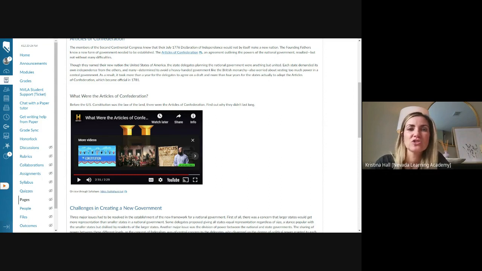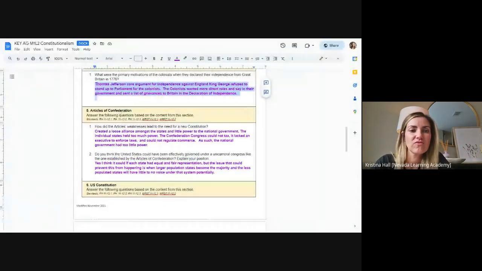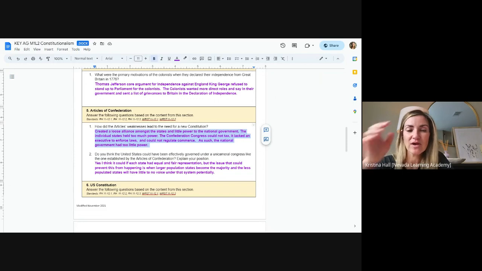All right. First question, how did the Articles' weakness lead to the need for a new Constitution? It created a loose alliance among the states with little power in the national government. The individual states had too much power. The Confederation Congress could not tax. It lacked effective enforcement of law and could not regulate commerce. As such, the national government had too little power.